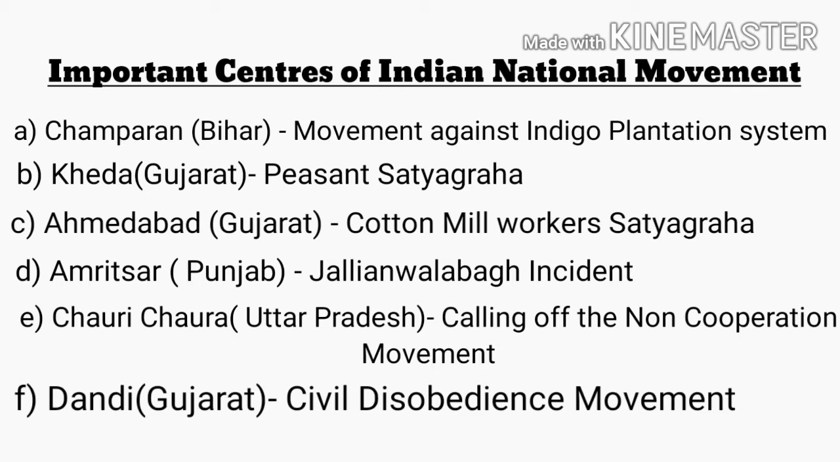Dear students, let us study the important centers of the Indian national movement. Champaran, Bihar, movement against the indigo plantation system. Kheda, Gujarat, peasant satyagraha. Ahmedabad, Gujarat, cotton mill workers satyagraha. Amritsar, Punjab, Jallianwala Bagh incident. Chauri Chaura, Uttar Pradesh, calling off of the non-cooperation movement. Dandi, Gujarat, civil disobedience movement. Let us locate and label these places on the political map of India.